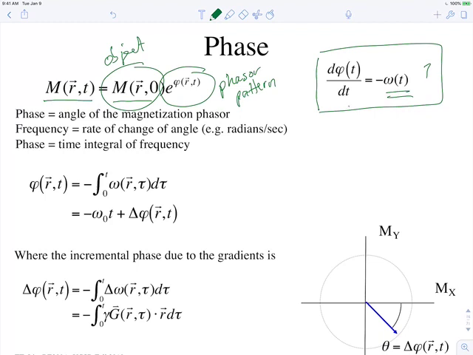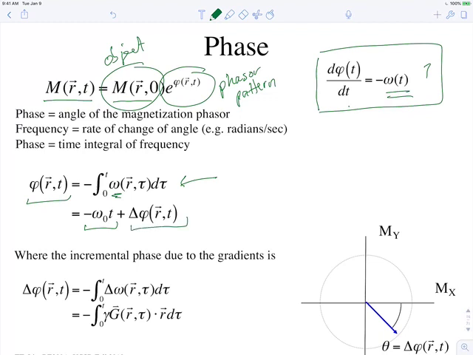Since we know that, I can say my phase is simply the integral of my frequency, because I have that relationship. If I want to know what phase I'm at, I simply integrate the frequencies that I saw. That's just this expression here. Once again, I have this omega, so there are going to be two terms. There's the omega naught t term, that's the linear part, just going slowly in a linear fashion due to the main field.